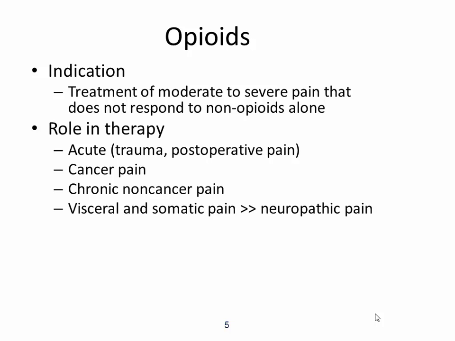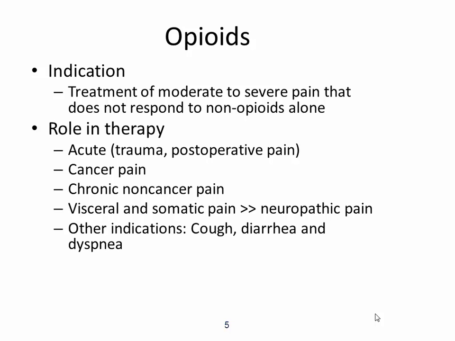Now, breaking that down, opioids can be used for visceral and somatic pain. It can also be used for neuropathic pain, and we'll talk about this more in detail when we go over neuropathic pain. But you need to use higher doses for opioids to be effective for neuropathic pain. Other indications of opioids include cough. So codeine syrup products are usually used for cough. Antidiarrheal products such as loperamide and diphenoxylate, and low-dose opioids have been also used to treat dyspnea.